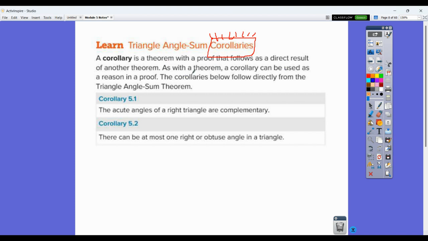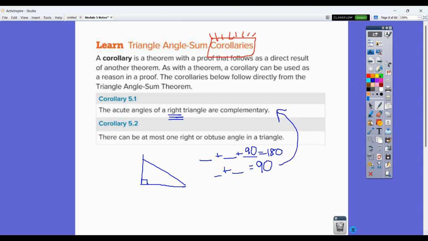We can use a corollary and a proof as a reason, and these come directly from the triangle angle sum theorem. So this says the acute angles of a right triangle are complementary. Think about the triangle angle sum theorem, which says that if you add up all of the angles of a triangle, you're going to get 180. So if you have a right triangle, one of the angles is 90, and we have 3 angles added together equal to 180, with one of them being 90. Well, I can subtract 90 from both sides and find out that those two angles are equal to 90, which is where we get that complementary status.